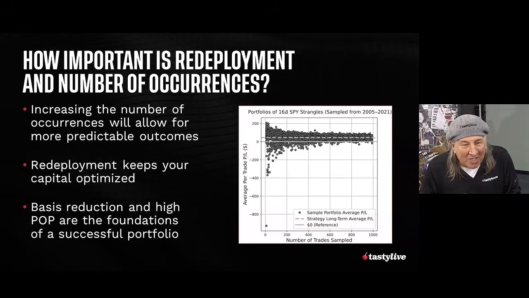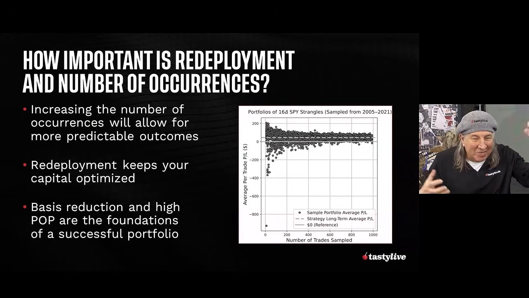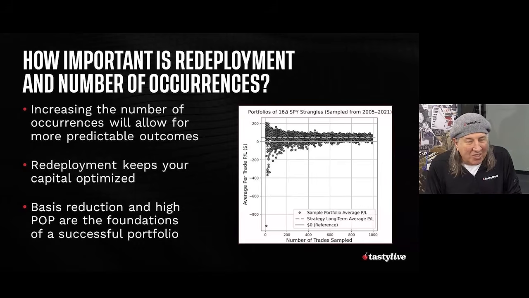What you see on the right-hand side of the page is what happens when you create lots of outcomes. At the bottom, it says number of trades sampled. When you only have between 0 and 200, there's girth there. There's lots of width. When you start to get down between 600, 800, or 1,000 trades, everything starts to narrow and there's very little outlier moves. When you get even more than that, 2,000 to 5,000 trades, it becomes a very narrow line. That's what this is all about. Creating occurrences allows for a more predictable outcome. Redeploying capital and keeping your capital optimized gives you the capital to do what you need to do. And then again, it's all about basis reduction and high pop.